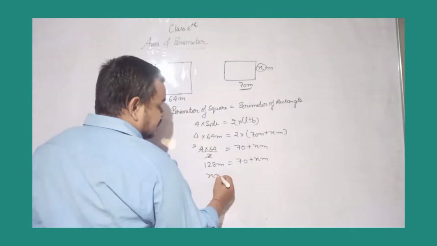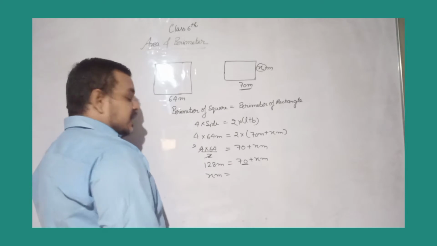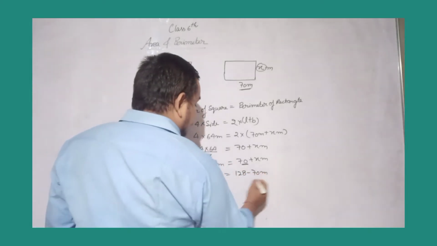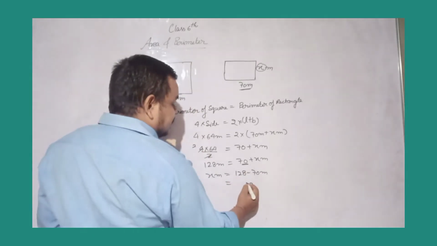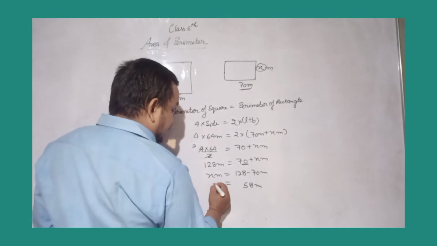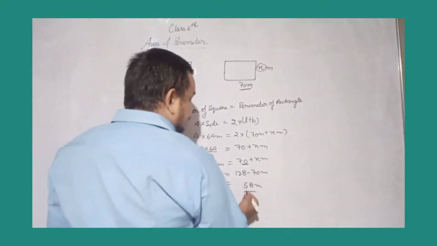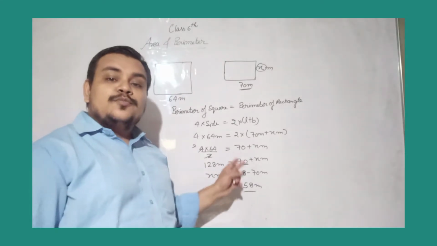So x meter is equal to, here 70 is adding, so whenever it transfers, it does the work of subtraction: 128 minus 70 meter. So 8 minus 0, 8. 12 minus 7, 5. It became 58 meter. So x meter, which means breadth, is equal to 58 meter. Now we have to find the area of both figures.